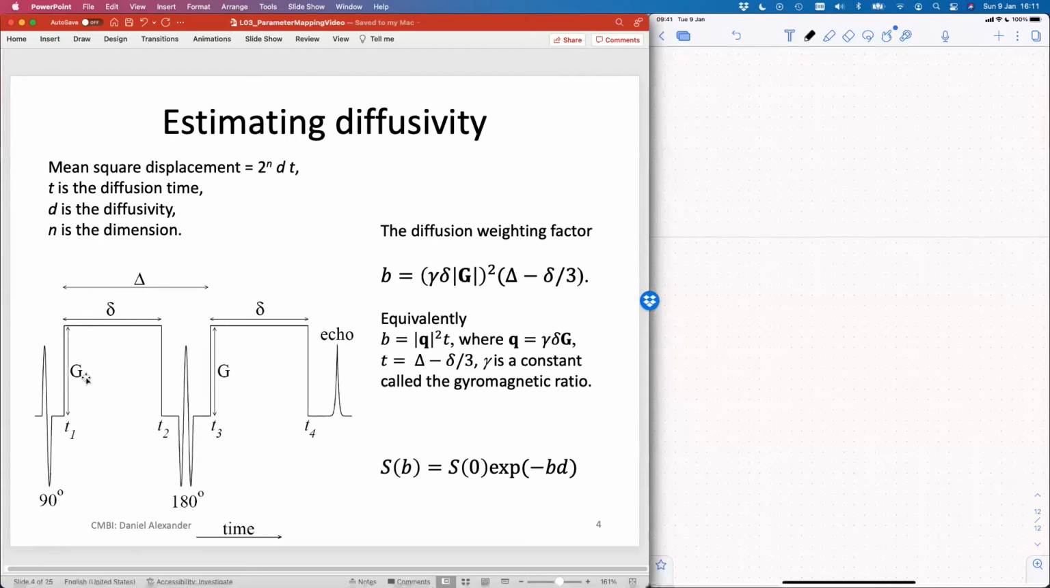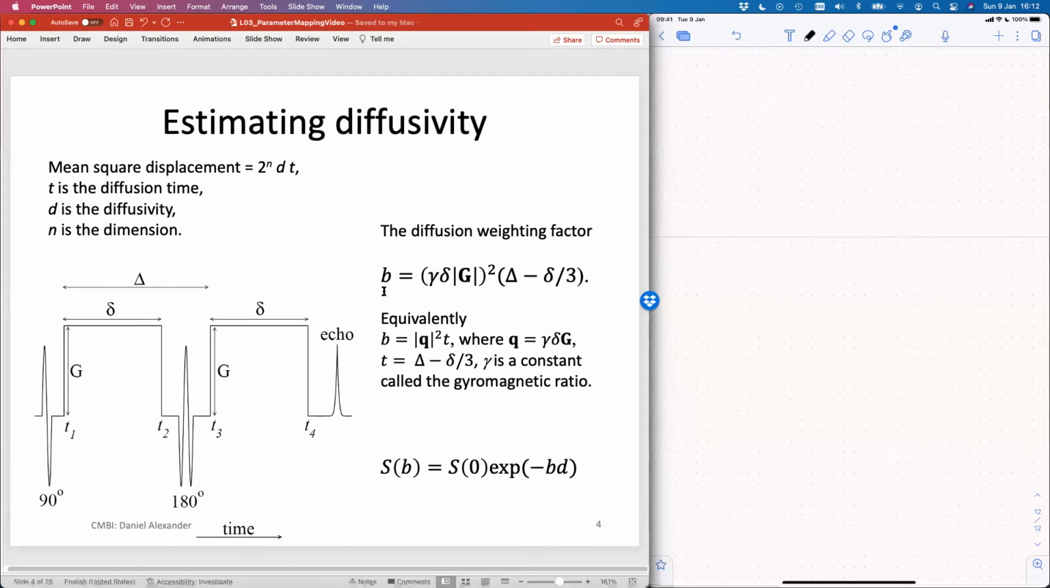For our purposes, for now, we're going to boil down these 5 degrees of freedom into one single degree of freedom, which we're going to call the B value, or the diffusion weighting factor. And it broadly tells us how sensitive the measurement is to the dispersion of water molecules. It's proportional to the area underneath this gradient. So the bigger the gradient and the longer we leave it on for, the greater the sensitivity to diffusion.